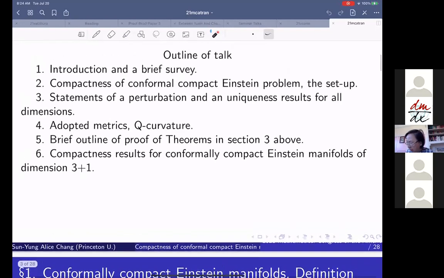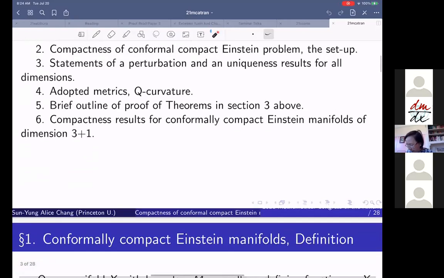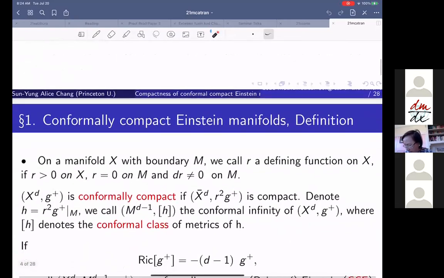And then if I have time, I will talk about a more general compactness result in a four-dimensional manifold. Whenever I talk about dimension, I mean the dimension of the interior space. So this is 3 plus 1 dimension: 3 on the boundary and 3 plus 1 in the interior. I will talk about a general compactness theorem. So that's the outline.